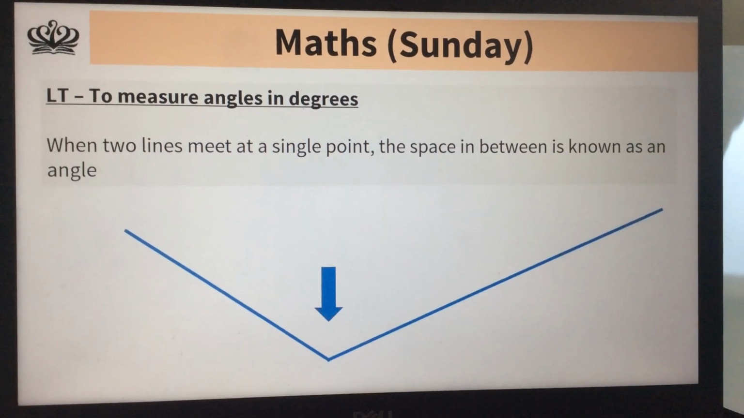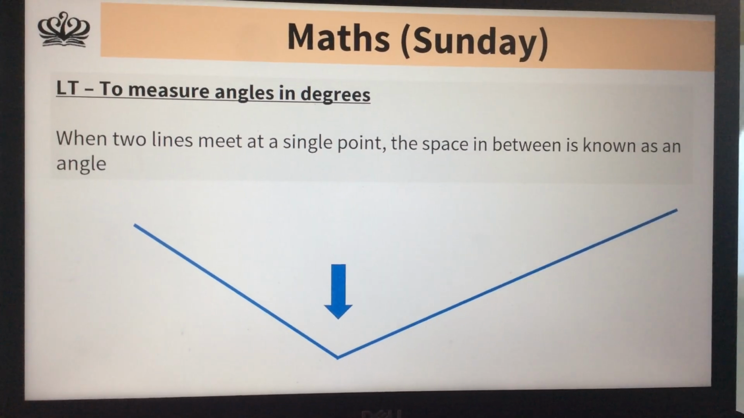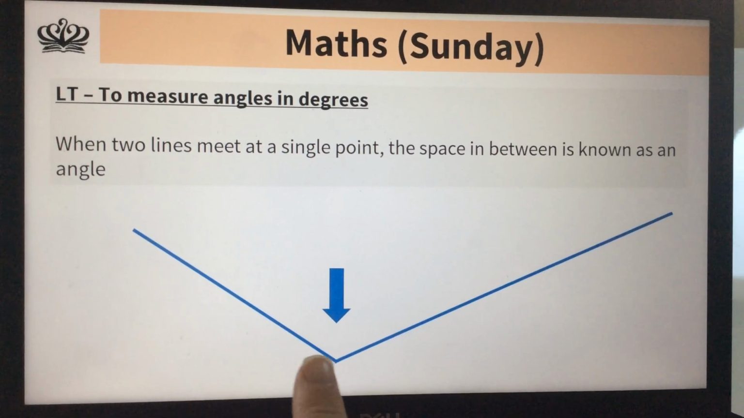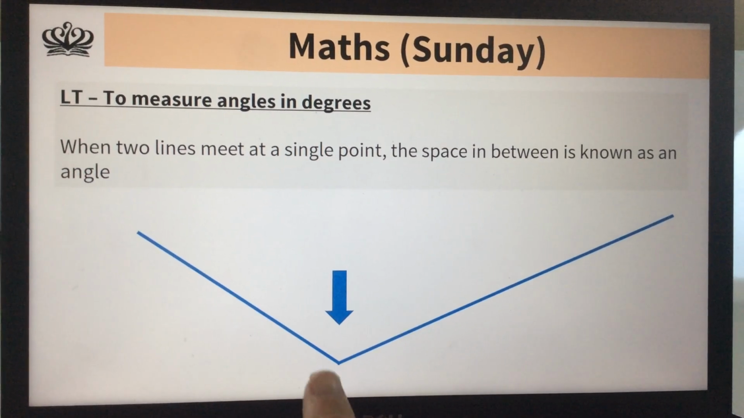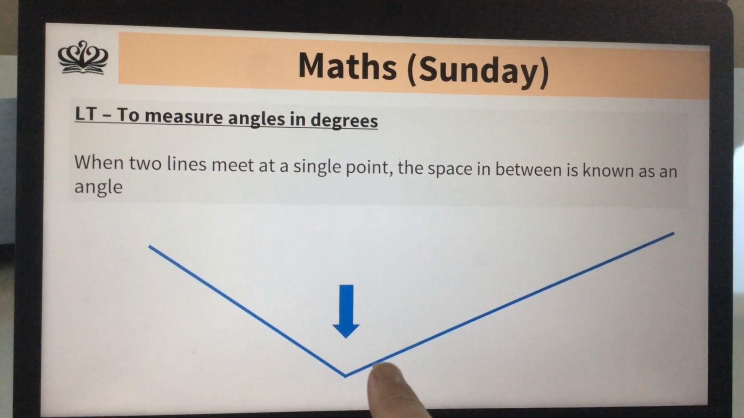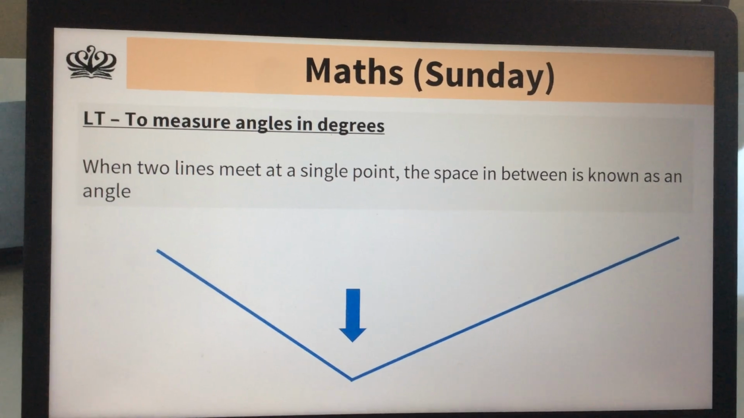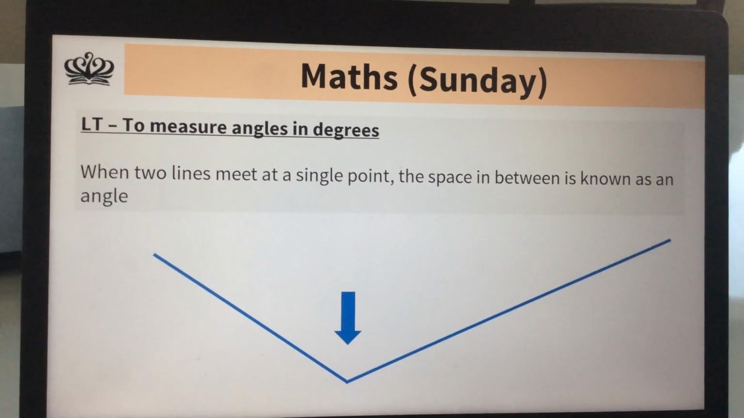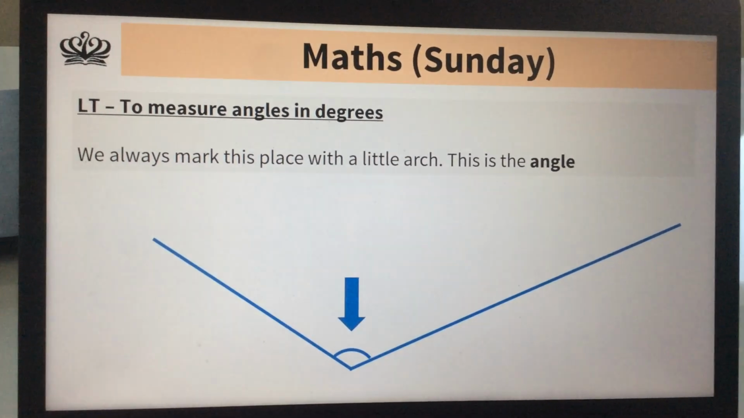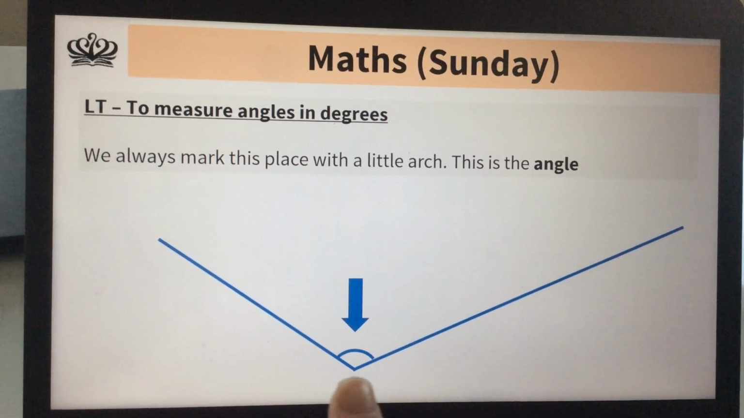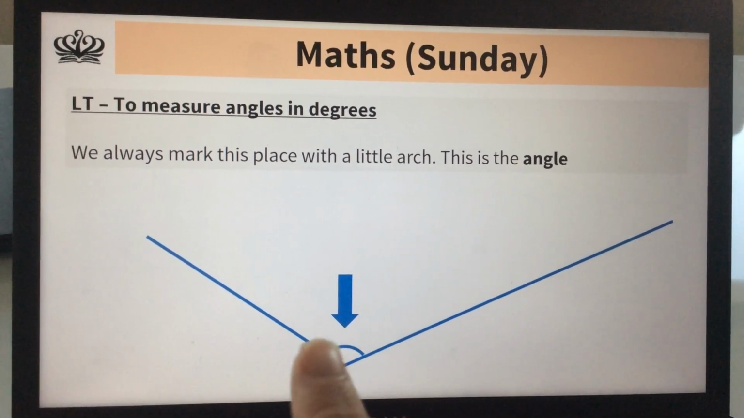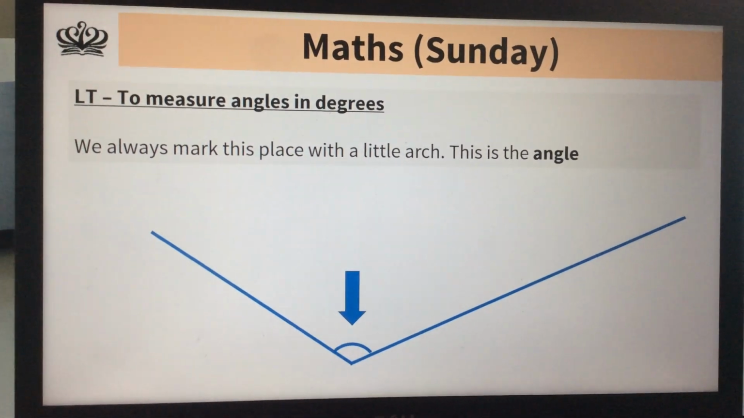Okay, right. So, angles. When two lines meet at a single point, so just here, the space in between is known as an angle. Okay, so there are two angles here. There's one angle there, and there's also an angle there. So we're looking at when two lines meet at a point. Just like I was saying, there are possibly two angles there. So to show the angle that we're talking about, we need to put a little arch in, and this will show the angle that we are talking about.